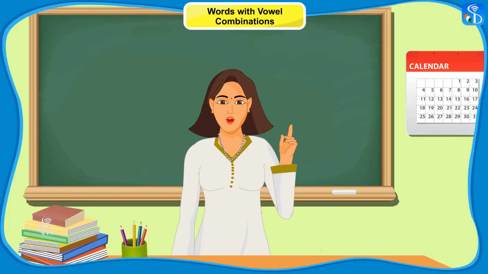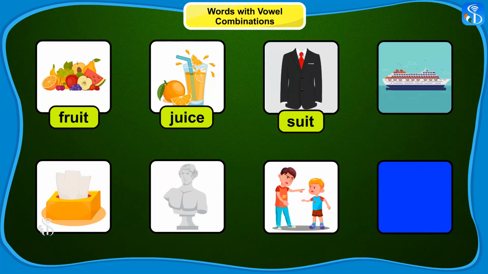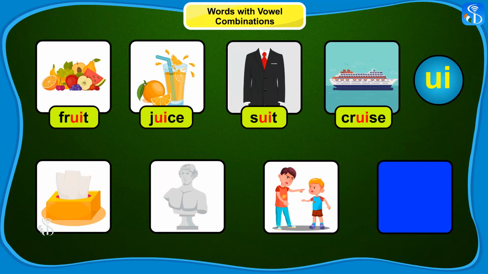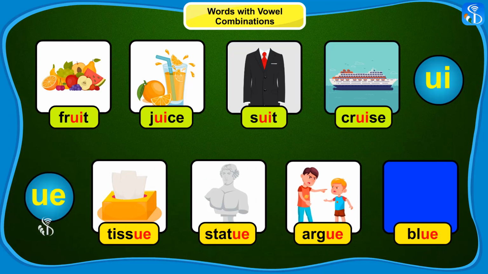Excellent. Now look at the following pictures. Teacher, the first row has pictures of fruit, juice, suit, cruise, and they have the UI vowels together. In the next row, there are pictures of tissue, statue, argue, and blue. And in this, the vowels UE have been used together.